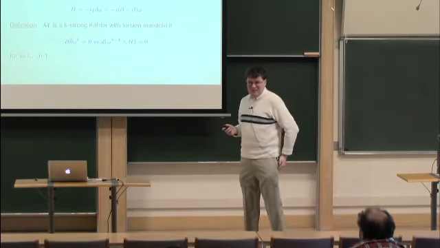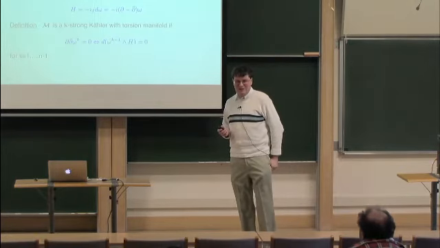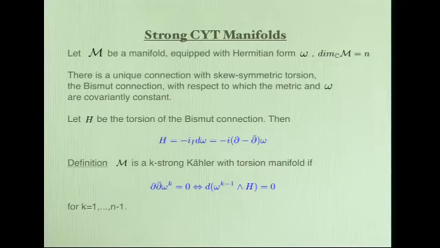Now I'm going to start describing the structures that we found in type IIB 10-dimensional supergravity. Before I go into the gory details of type IIB supergravity, I'm just going to give some definitions for the actual structures that we found. So these are the geometries. Suppose I let N be a manifold equipped with some Hermitian form omega, say n complex dimensional. We know there's a unique connection with skew-symmetric torsion, called the Bismut connection, with respect to which the metric and the Hermitian form are covariantly constant.